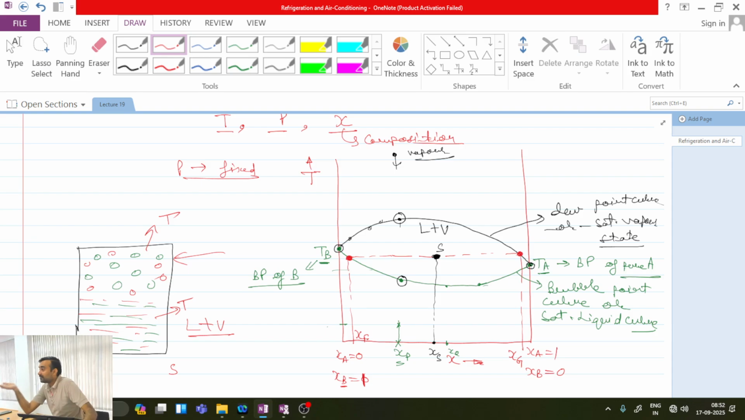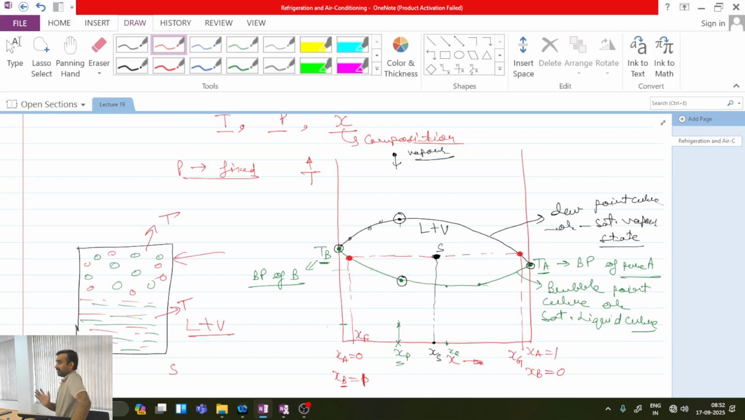Why will the mass fraction be different? Because whenever we have formed a mixture, the two components of the mixture have different boiling points. Upon heating or cooling, one of the components will be boiling and the other component may stay in the sensible zone only. That's why the temperature is also changing and the phase is also changing. Is this point clear or not, what I am trying to say?